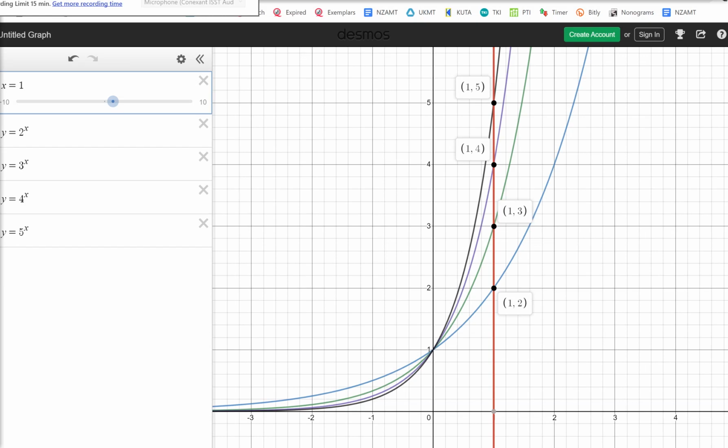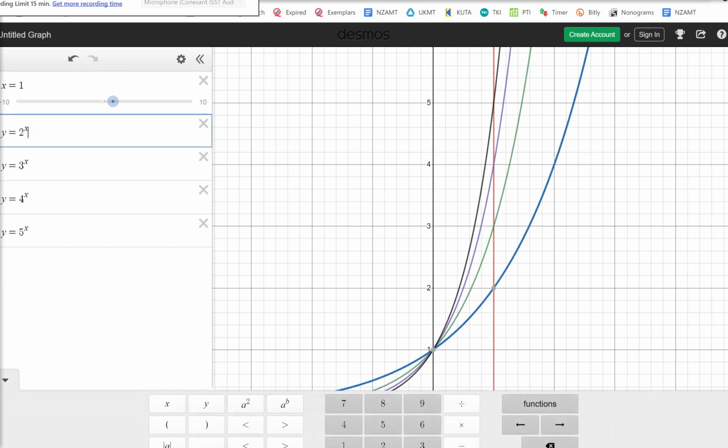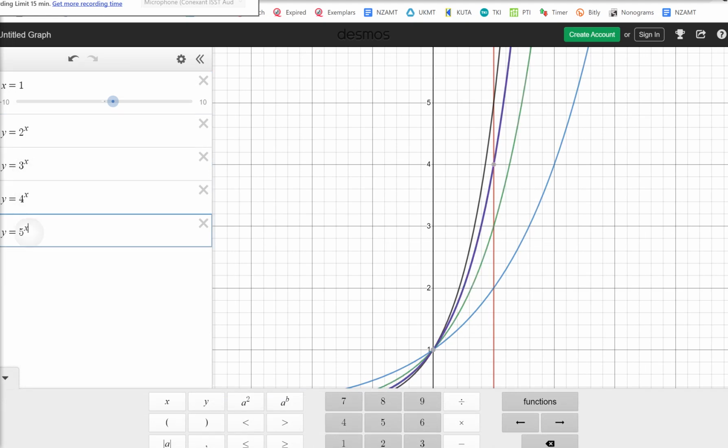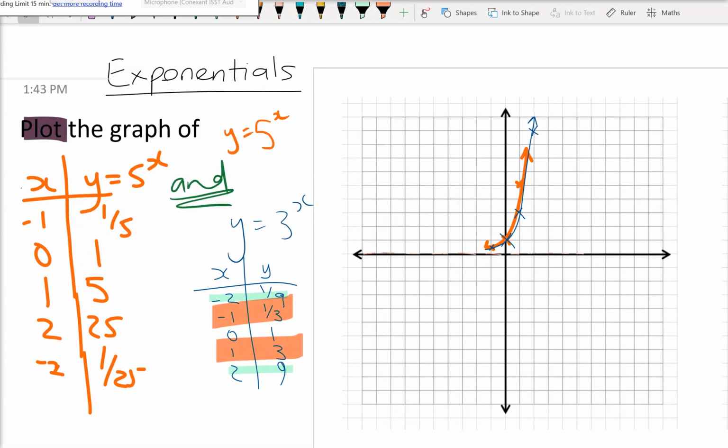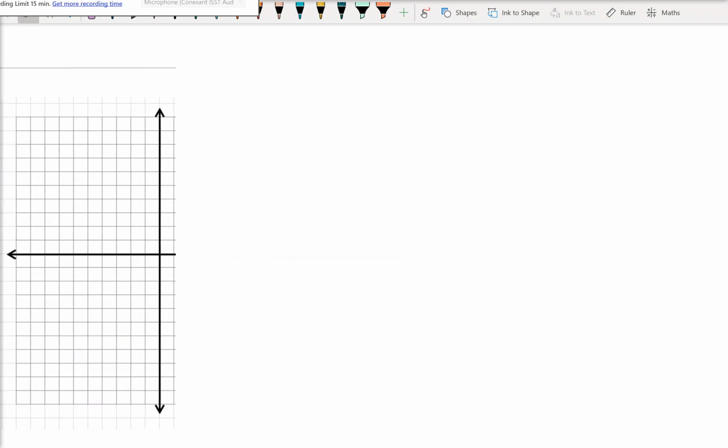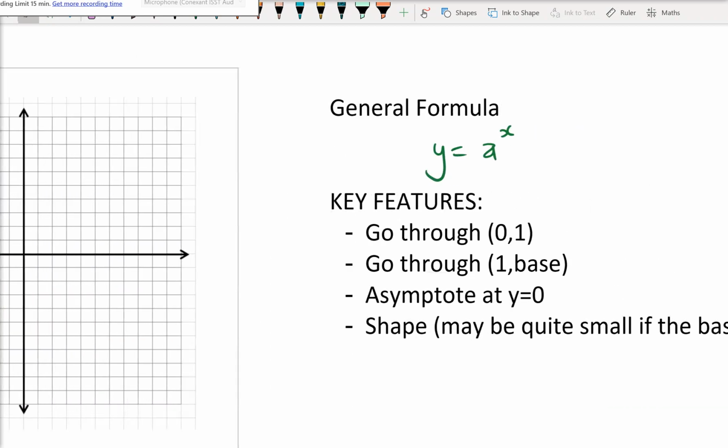Intersects at 2, 3, 4, and 5. It intersects at 2, 3, 4, and 5. What do you notice? It intersects at that base. Yeah? So go back to here. What are the key features of my exponential graphs?